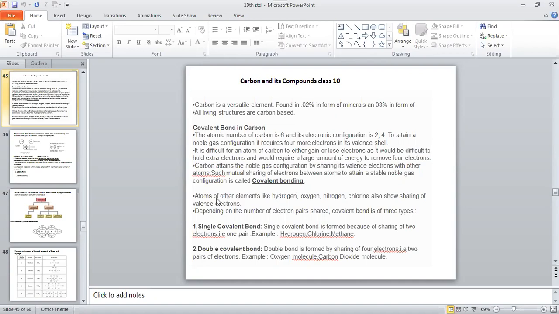Atoms of other elements like hydrogen, oxygen, nitrogen, chlorine also show sharing of electrons depending upon the number of electron pairs shared. The covalent bonds are of 3 types. First, single covalent bond. A single covalent bond is formed because of sharing of 2 electrons, that is 1 pair. For example, hydrogen and chlorine, methane molecule have single covalent bond. Then double covalent bond. A double covalent bond is formed by sharing of 4 electrons, that is 2 pairs of electrons. Examples are oxygen molecule, carbon dioxide molecule.